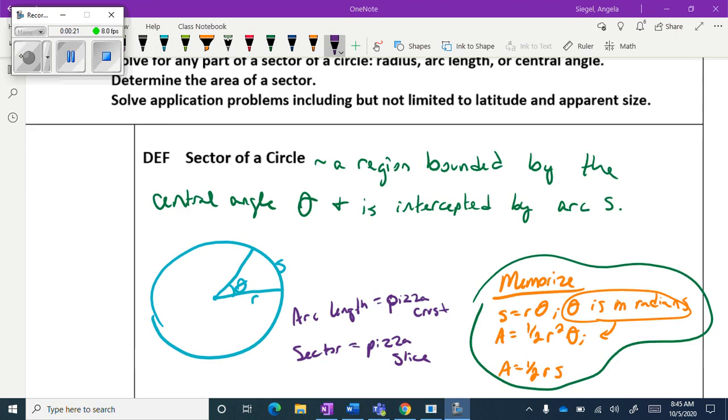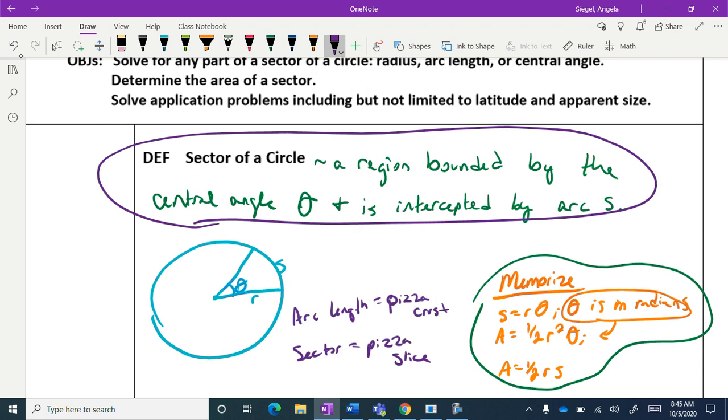Okay, so I've written in a lot of stuff. So as I said, this is a definition of the sector of a circle. It's a region bounded by the central angle and it's intercepted by the arc length S. So this right here, that's that sector. This guy right here, we've talked about that. That's the arc length. That's designated by S.